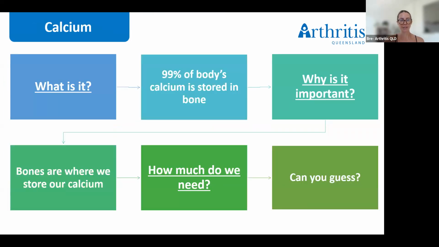So calcium, what is it? Calcium is a chemical element. 99% of our body's calcium is actually stored in our bones. It combines with other minerals such as protein and collagen to give our bones their structure and strength.